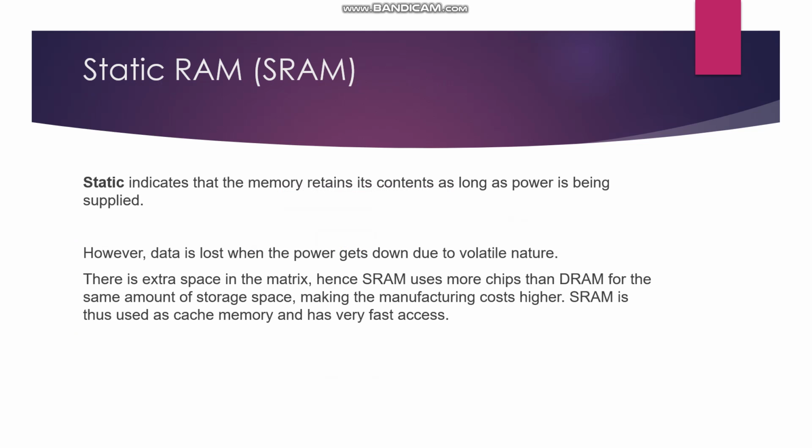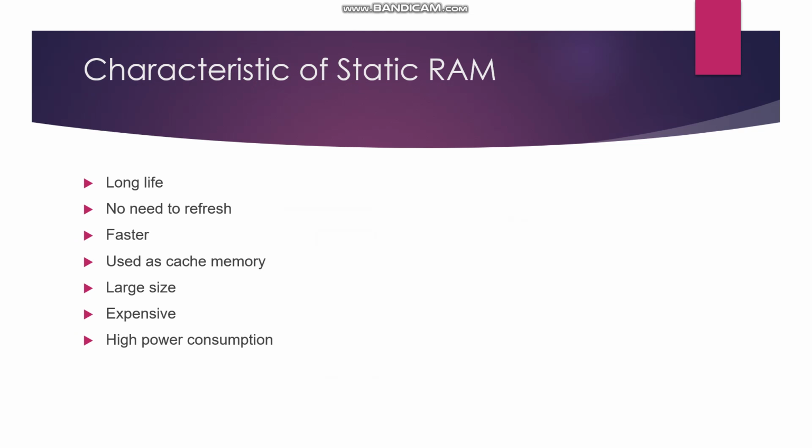Static RAM. The word static itself indicates the main memory retains its contents as long as power is being supplied. However, the data is lost when the power goes down due to its volatile nature. There is an extra space in the matrix, hence SRAM uses more chips than DRAM for the same amount of storage space, making the manufacturing cost higher. SRAM is thus used as cache memory and has very fast access.